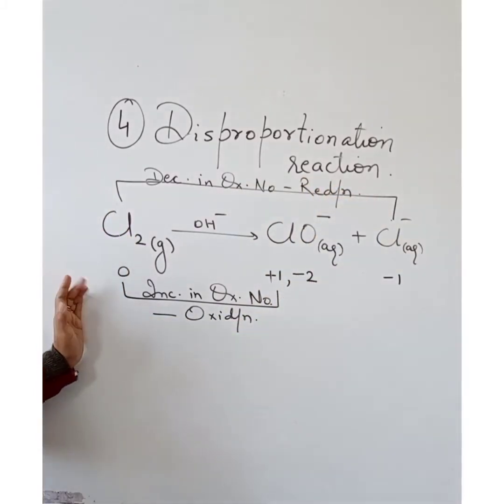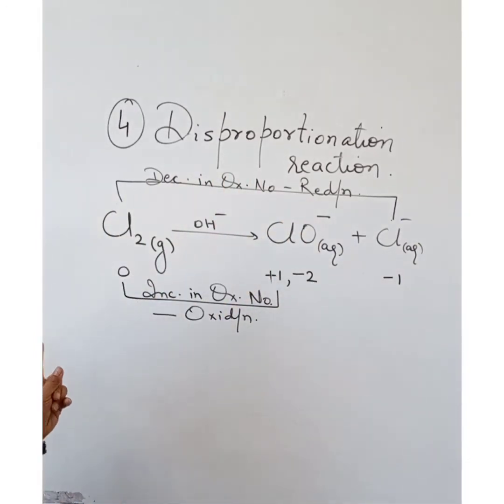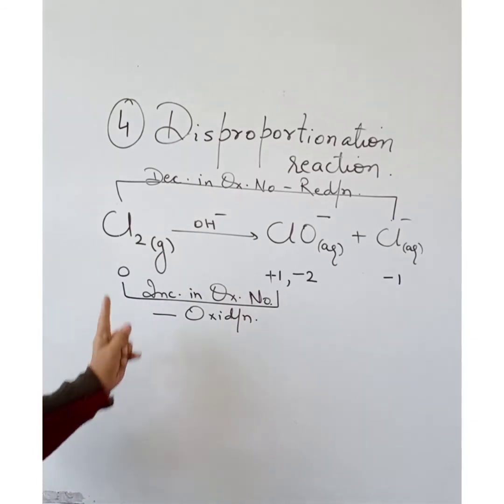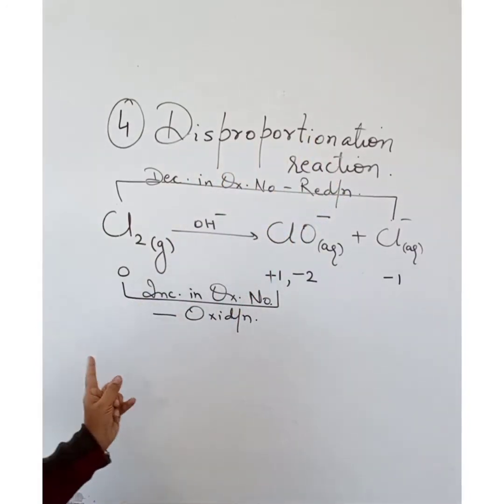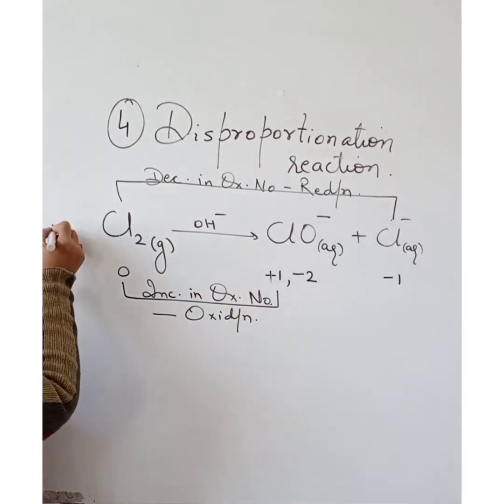So you can see here chlorine is undergoing oxidation as well as chlorine is undergoing reduction. So it is a type of redox reaction and it is a disproportionation reaction, as the same element is undergoing reduction as well as oxidation. Take another example.